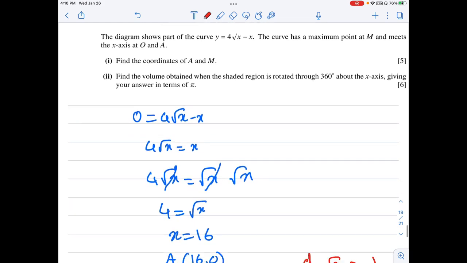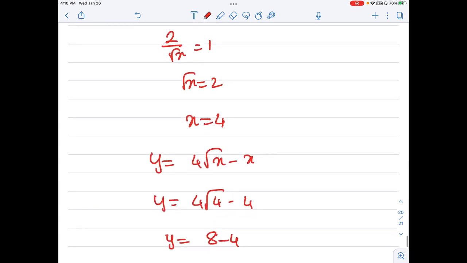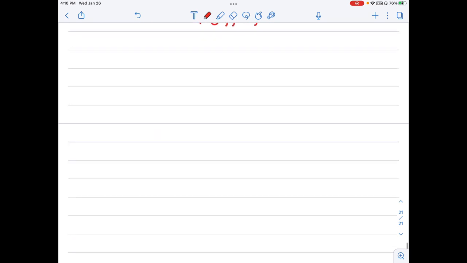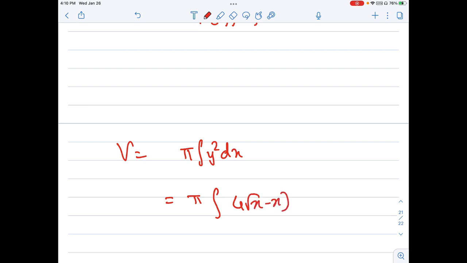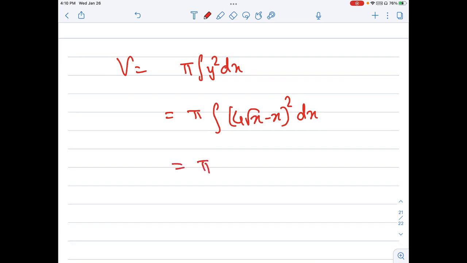Find the volume obtained when the shaded region is rotated 360 degrees about the x-axis, giving your answer in terms of pi. So volume about the x-axis will be pi integral y square dx, 4 root x minus x whole square dx. So I expand this one, it becomes 16x minus 2ab, 4 root x times x, plus x square dx. The limits will be from 0 to 16.